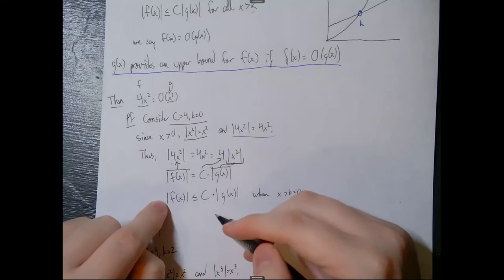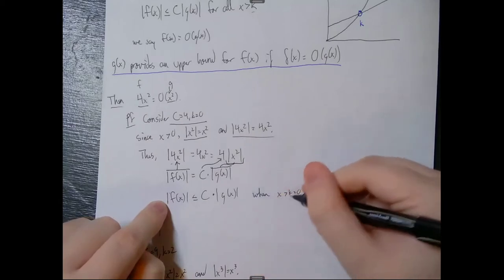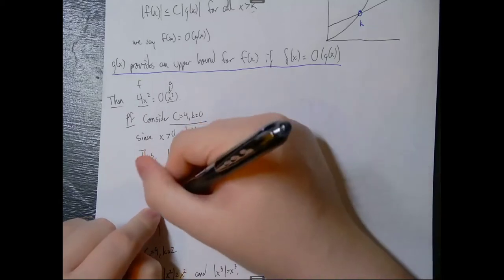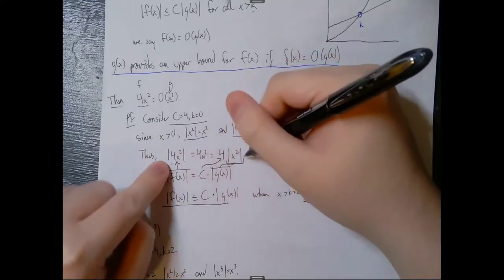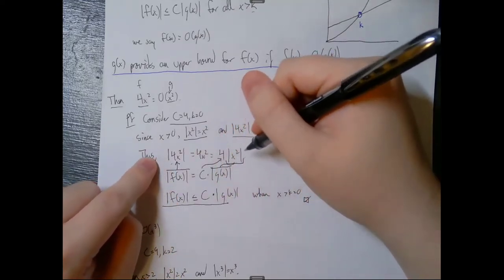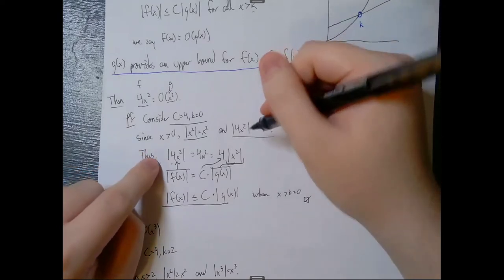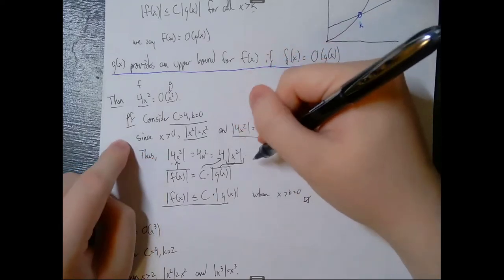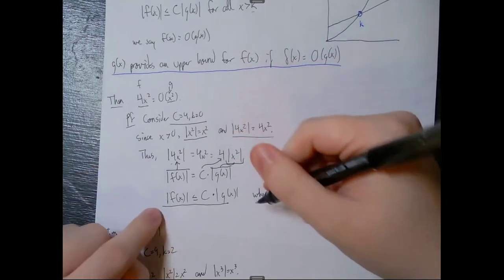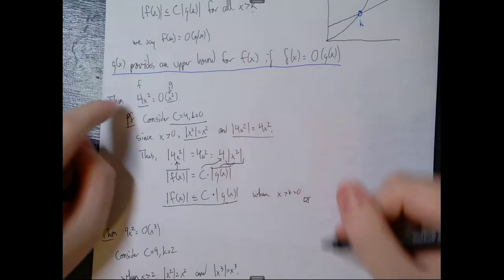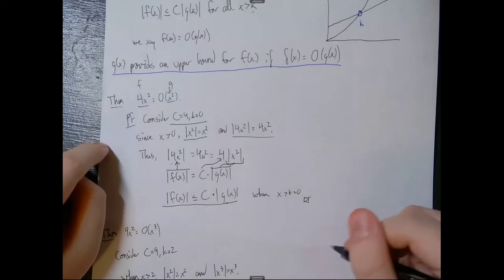So when x is greater than k, which equals 0, we know that this is true because of this math here, that the absolute value of 4x squared is equal to 4 times the absolute value of x squared. So the absolute value of 4x squared is less than or equal to 4 times the absolute value of x squared. Because we have this property established, that means that 4x squared is O of x squared.